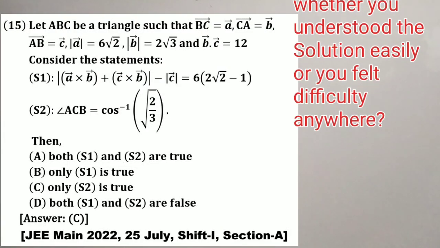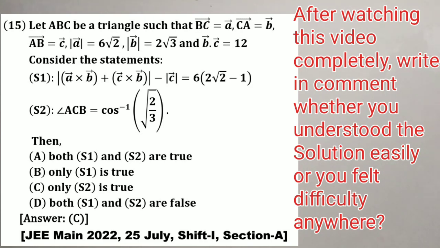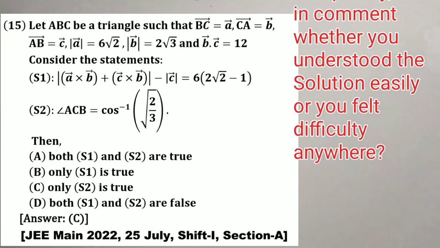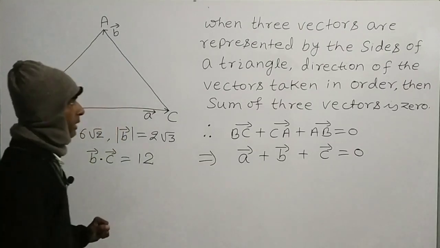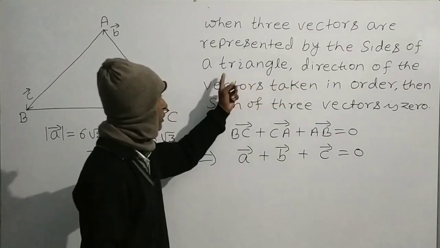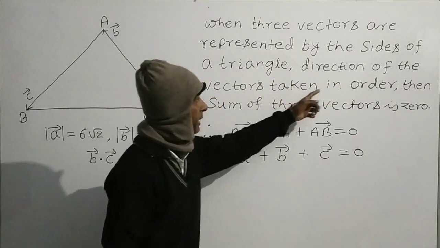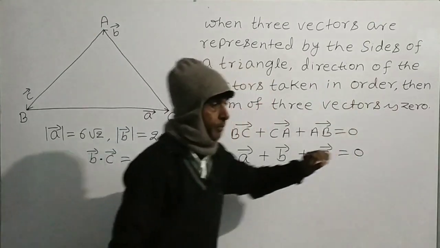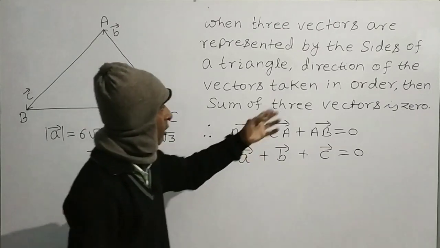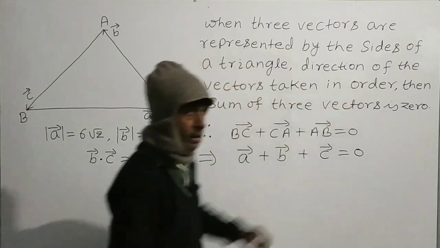In this video, I will solve this problem. This problem was asked in the JEE main exam. When three vectors are represented by the sides of a triangle, direction of the vectors taken in order, then sum of three vectors is 0. What is the meaning of direction of the vectors taken in order?